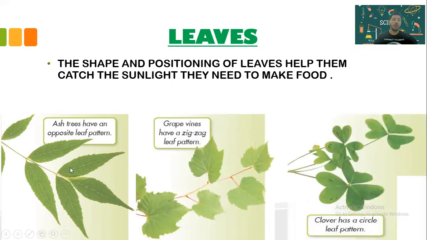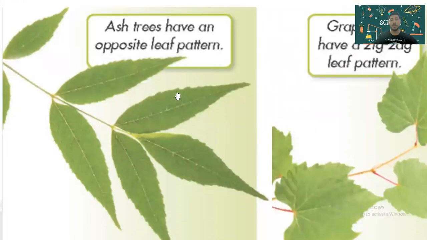Today we will talk only about three types of pattern. The first one, like in ash trees, is an opposite leaf pattern, or a mirror-shaped pattern. Can you see it here? They're opposite. You have one to the right, one to the left, one to the right, one to the left.